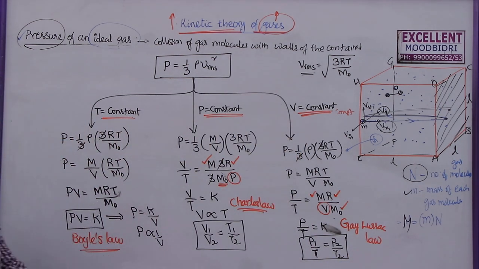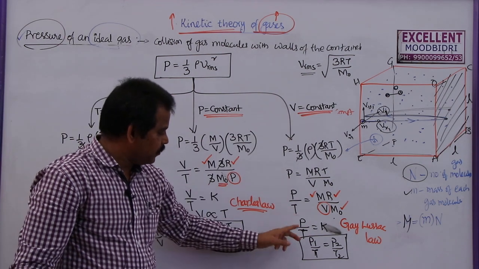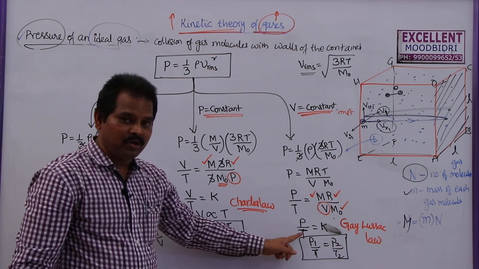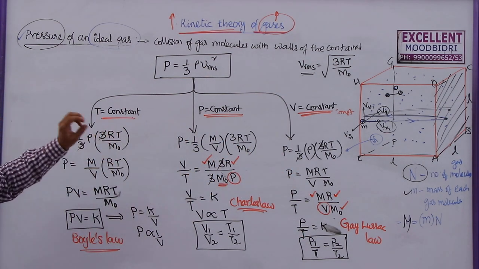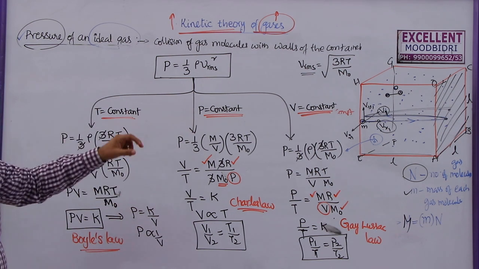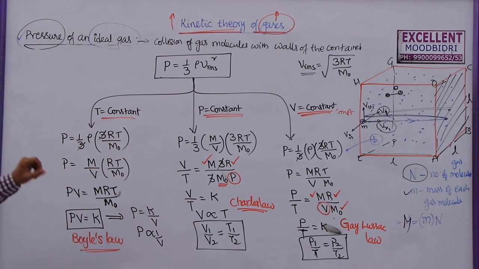So what is the statement for Gay-Lussac law? At constant volume, the pressure of a given mass of gas is directly proportional to its absolute temperature. Remember, in this derivation, I am not considering the temperature in Celsius or Fahrenheit scale. Each and every time, whenever temperature is there, I am taking it as absolute temperature.